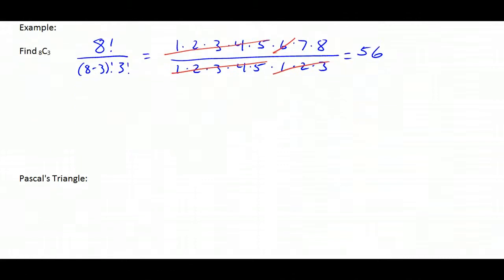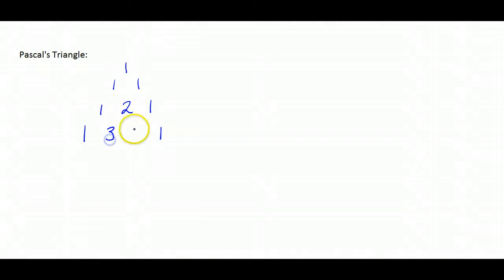Okay. Now, let's talk about a really cool mathematical object called Pascal's triangle. And here's how it works. The first row is 1. The second row is a 1 and another 1. And every row will start and end with a 1. This is going to have a 2 in the middle. Start with a 1, end with a 1, then I'm going to do 3 and 3.